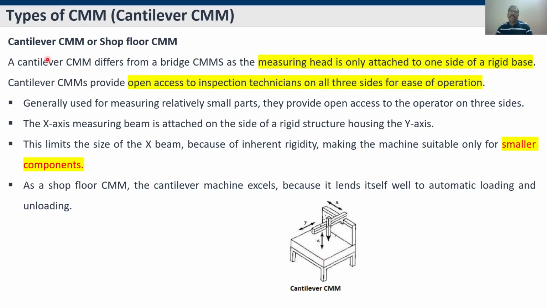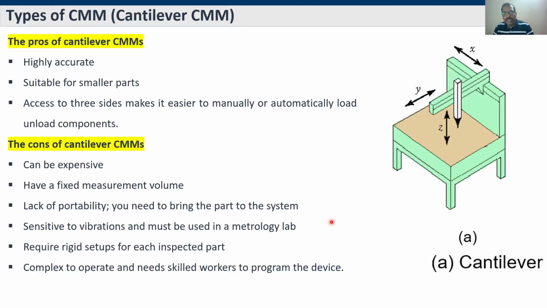On a shop floor, the cantilever machine excels because it lends itself well to automatic loading and unloading. So you can automatically load and unload so that inspection can be easy. So you will have three directions. Again, the advantages: high accuracy, highly accurate. Only for small components. Three sides possible to access and easier to manually or automatically load and unload the components being tested. Then disadvantages, like it can be expensive. Similarly, you need a fixed measurement volume only. You will have only a fixed measurement volume.